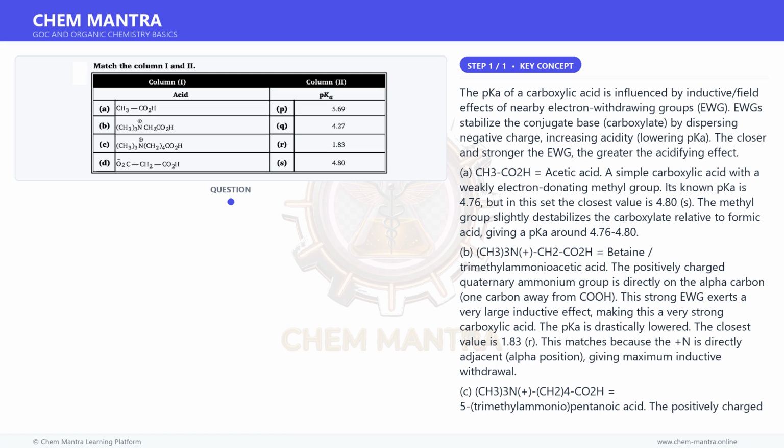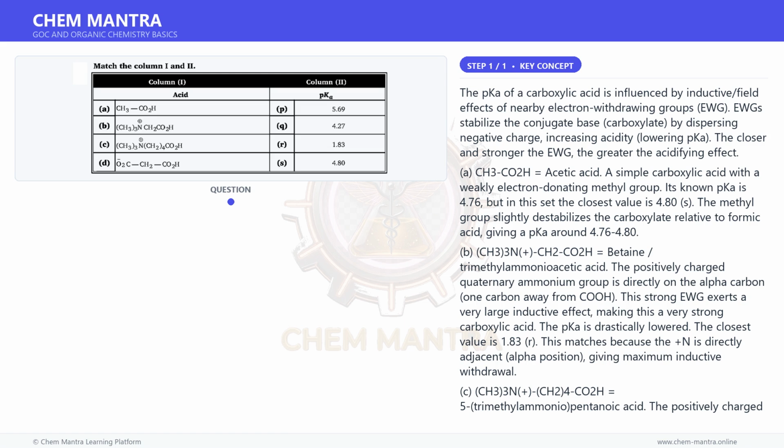C. (CH3)3N+-(CH2)4CO2H is equal to 5-trimethylammonio pentanoic acid. The positively charged nitrogen is now four carbons away from the CO2H group. The inductive effect diminishes with distance, so the acid is stronger than acetic acid but weaker than betaine. The pKa is 4.27, Q. The N+ is far enough that its effect is attenuated but still measurable.